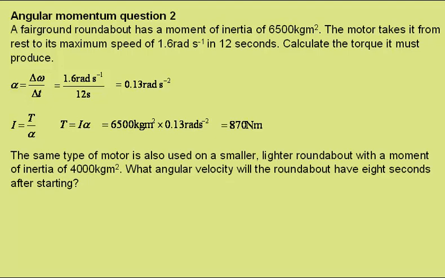The same type of motor is also used on a smaller, lighter roundabout with a moment of inertia of 4,000 kilogram-meters squared. What angular velocity will the roundabout have 8 seconds after starting?